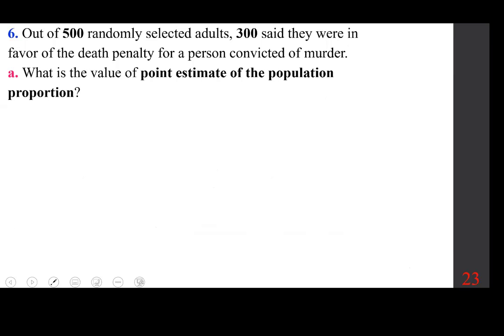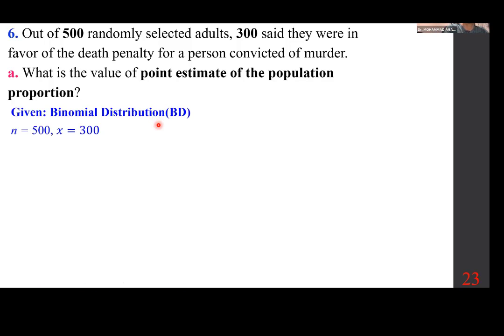Out of 500 randomly selected adults, 300 said they were in favor of the death penalty for a person convicted of murder. What is the value of the point estimate of the population proportion? What is given? We are dealing with the binomial distribution because there are two outcomes. We are for it or against it. N is 500. X is 300.